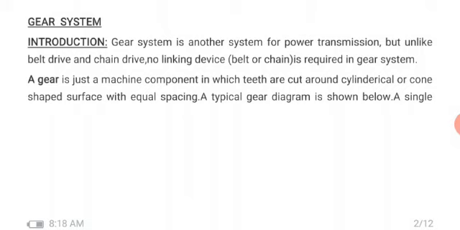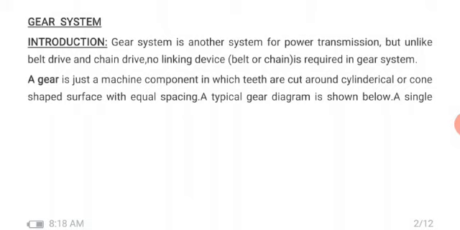So since we have been learning since about 4 or 5 weeks ago, today we are learning gear system. It's another system of transmitting power from one place to another.